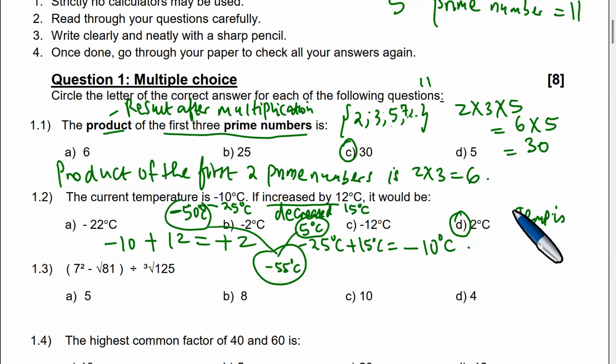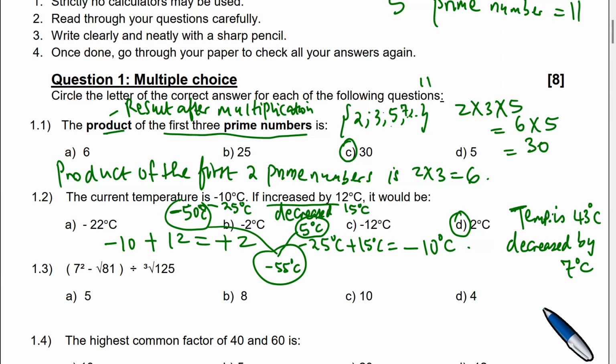Right. So the temperature is 43 degrees Celsius and is decreased by 7 degrees Celsius. What would the temperature be?